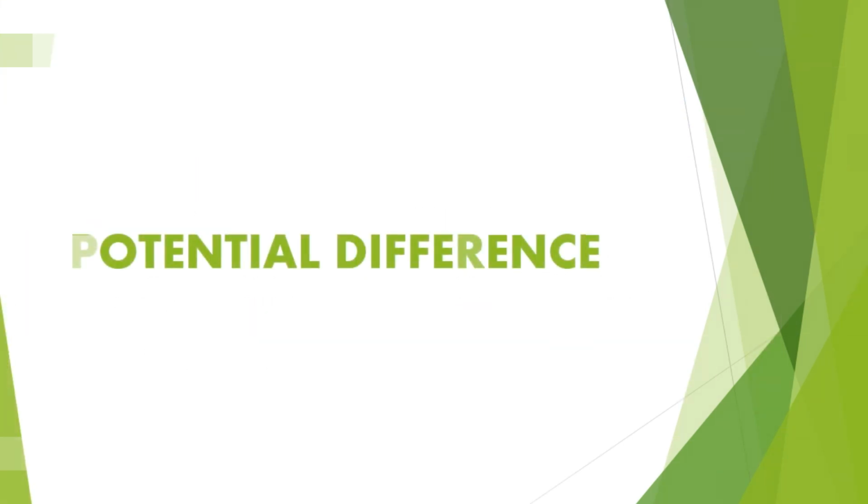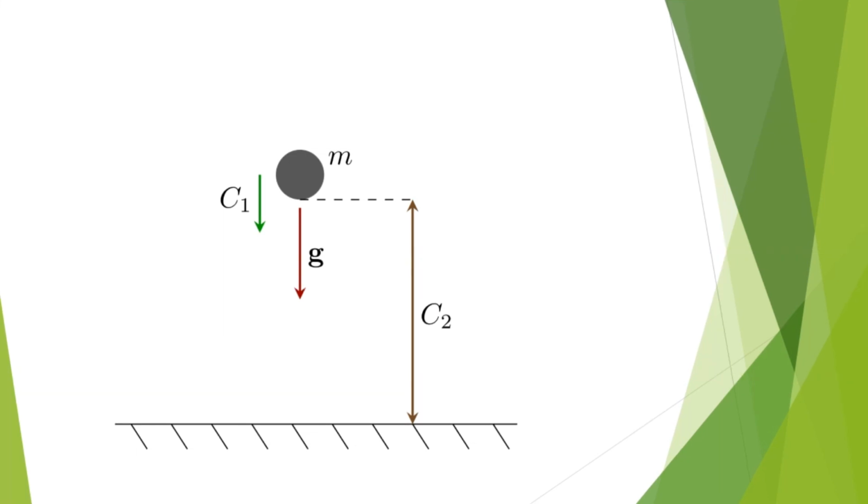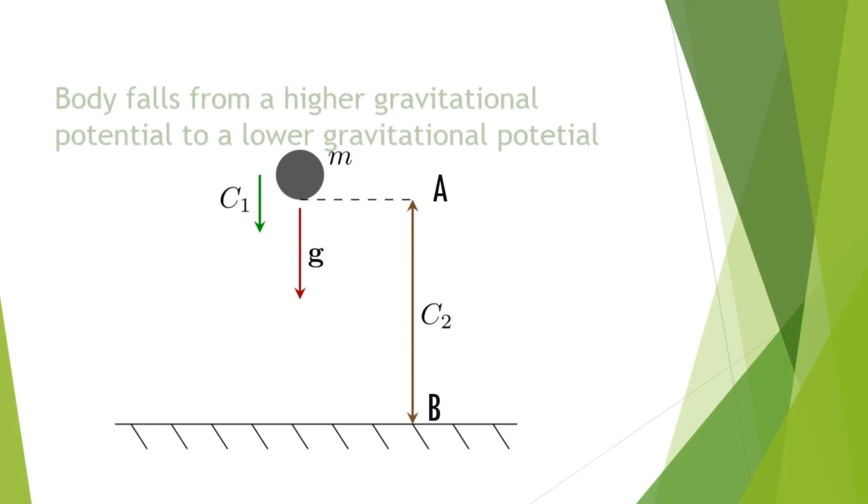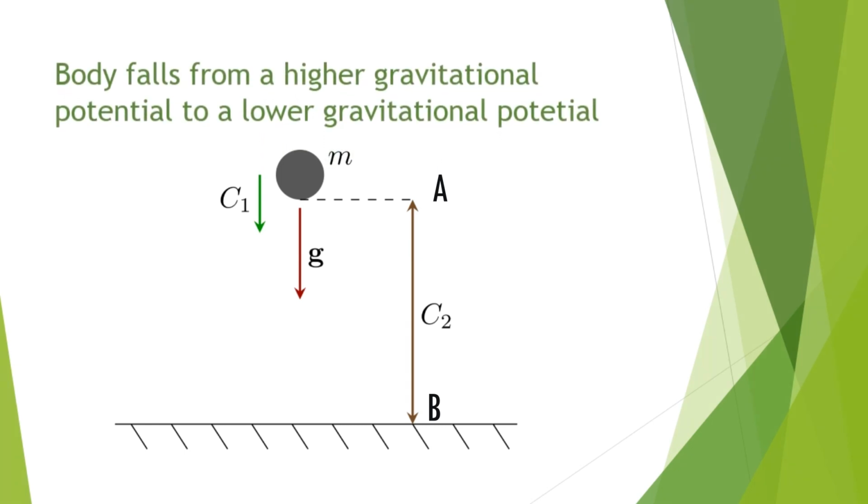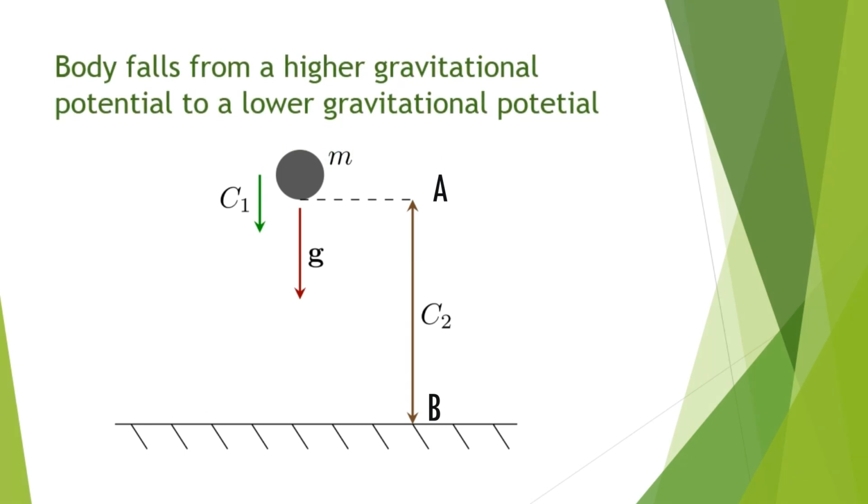Now, let us move to the next concept, which is called potential or potential difference. Before that, I'll give you some examples. Here we can see a body which is released from a height. It always moves down because it is always moving from higher level A to lower level B, that is, from higher gravitational potential to lower gravitational potential.